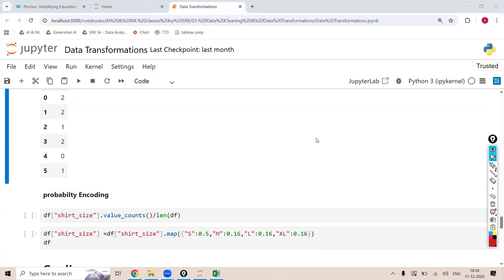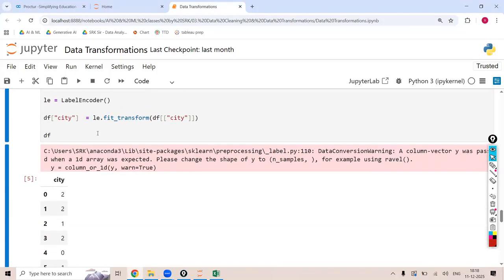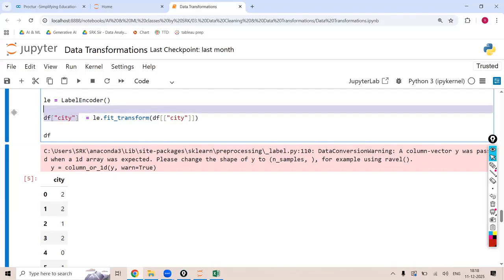Sir, by default, it is replacing the existing values, right? No, here I have written on the left side, after doing the fit and transform, where to store. If I use the same column name, it will replace that particular column. If I create a new column name, it will create a new column. Whatever variable name you write on the left side. Is the point clear?